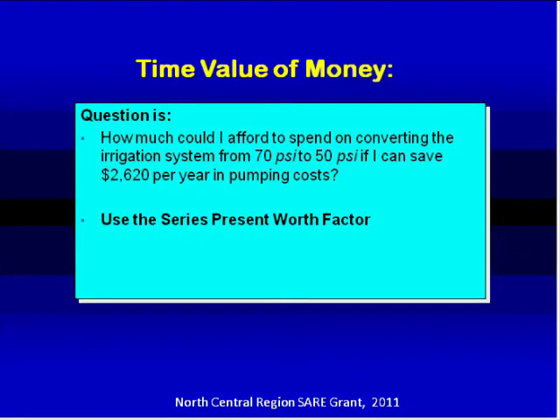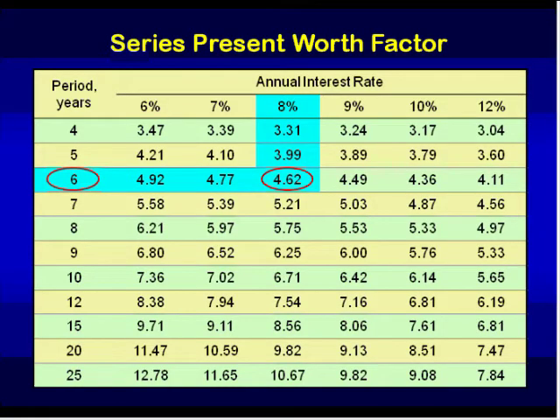But what we really want to know is when we make this change, we can save $2,620 per year, but how much can I afford to spend on converting the irrigation system from 70 psi to 50 psi? And to do that, we need to use what is referred to as a series present worth factor, the accounting numbers that will allow us to convert a series of $2,620 a year payments into one lump sum that we can spend today to cause the system to be changed and improved.